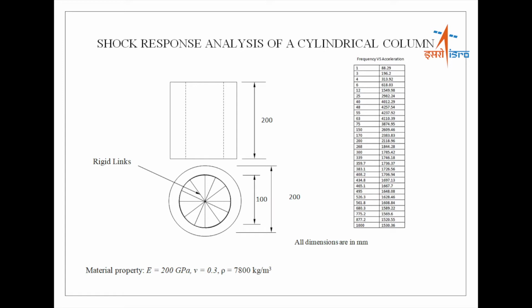The shock data is supplied as a frequency versus acceleration table. This has to be stored in an Excel sheet in CSV format before starting the analysis. The material properties are Young's modulus 200 GPa, Poisson's ratio 0.3 and density 7800 kg per meter cube.